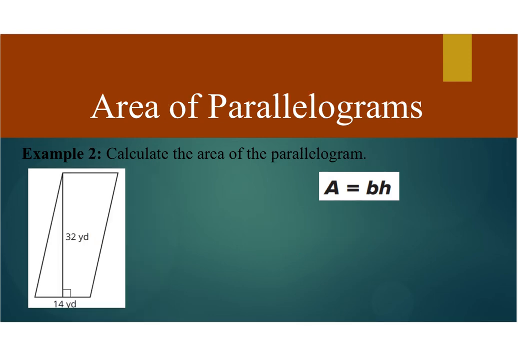Area of a parallelogram is base times height. However, we have to determine what the height is. The height is going to be this line that comes down and makes the right angle with the base, and that is called an altitude. So here we have 32 times 14. That equals 448, and our units are yards, and it's area, so it will be squared.